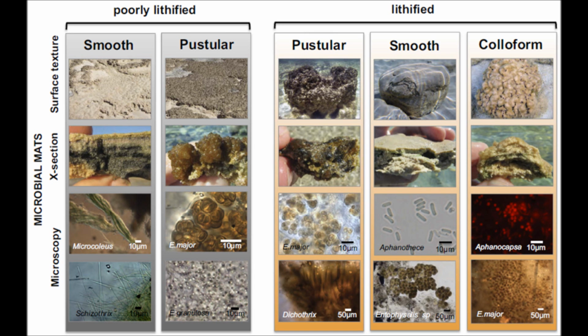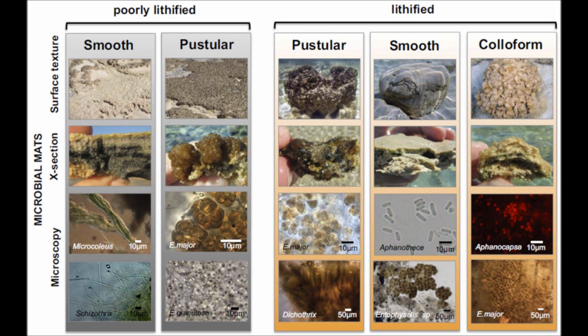This diagram beautifully shows the differences between the poorly lithified sheet mats and the microbial communities that are building stromatolites, so these lithified structures. On the left-hand side, you can see smooth and pustular mats that are forming in the intertidal zone, upper intertidal. You've got just sheets of pustular mat and sheets of smooth mat, and that smooth mat is formed by a filamentous cyanobacterium called Microcoleus. This mat also has some Schizothrix within it. Both are filamentous and they're not forming lithified structures.